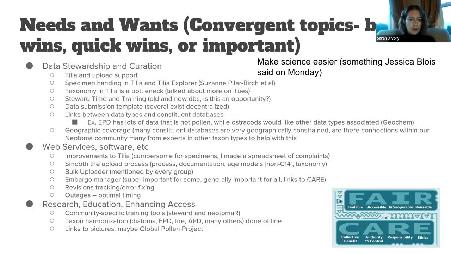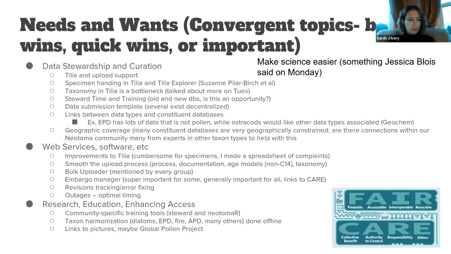In terms of web services and software, back to some issues with Tilia and improvements for Tilia, it's cumbersome for specimens. For everything else, I went through everybody's talk and made a spreadsheet of everybody's wants and desires for improvements for Tilia, which I didn't feel I needed to get into all the nitty gritty of. But there was generally a desire for expediting or smoothing of the upload process, in terms of the process itself, documentation around the process, the making of age models, in particular non-radiocarbon dated age models, and then the taxonomy, which I've mentioned.